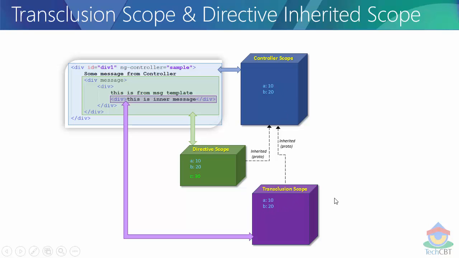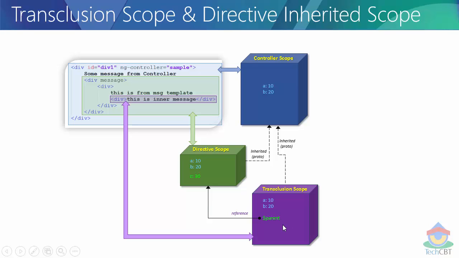But there is one difference. Now the transclusion scope is going to have the $parent referring to the directive scope. In the previous case, that is the directive shared scope, the $parent is actually accessing this one. But in the case of directive inherited scope, the $parent is actually accessing the directive scope. So if you'd like to have the directive scope related members right in here, all you have to do is current scope, which is nothing but the transclusion scope, dot $parent dot C, which means you can access these members right in here.